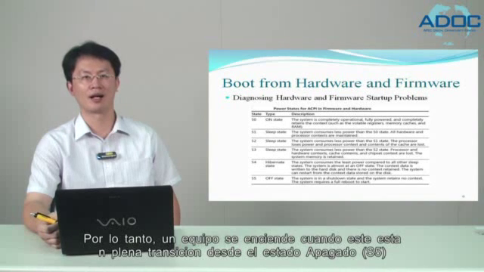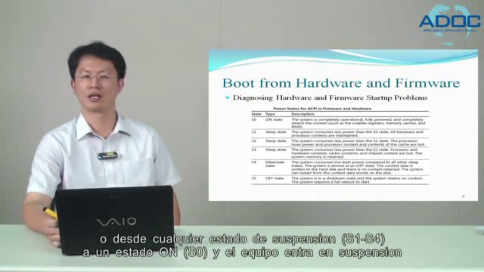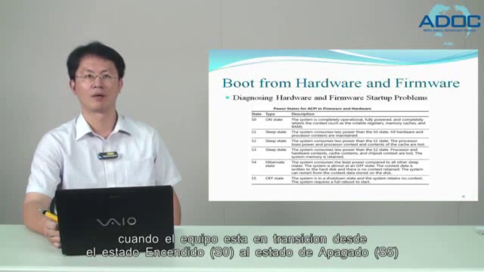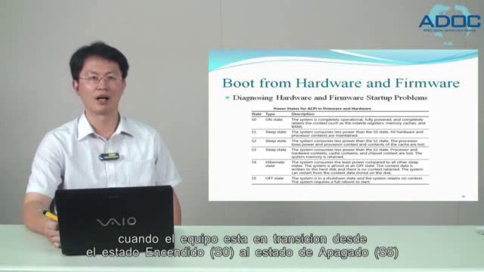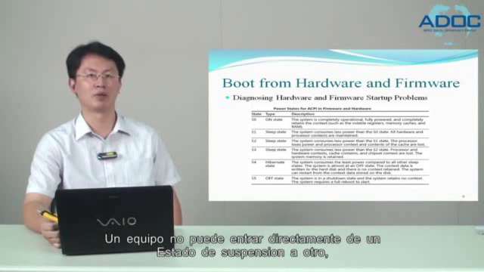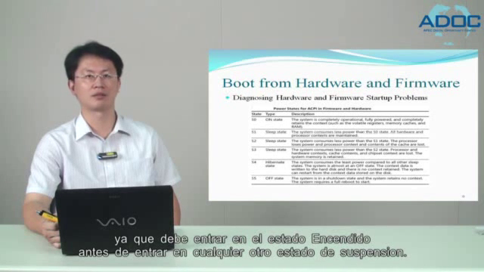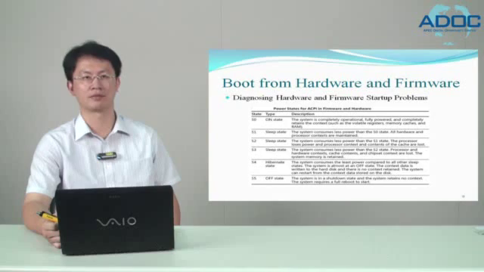Thus, a computer is waking up when the computer is transitioning from the off state S5 or any sleep state S1 to S4 to the on state S0, and the computer is going to sleep when the computer is transitioning from the on state S0 to the off state S5 or sleep state S1 to S4. So a computer cannot enter one sleep mode directly from another, as it must enter the on state before entering any other sleep state.